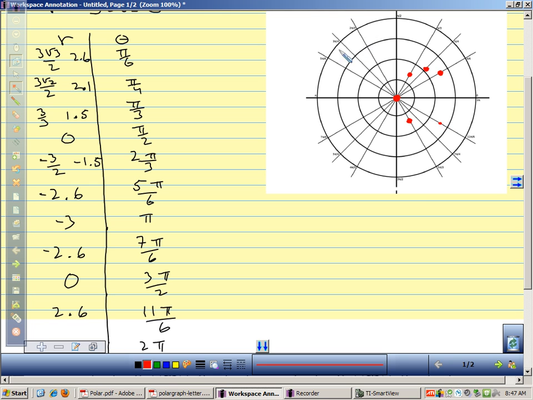Did I do that right? 5 pi over 6, yeah. And at pi, my radius is negative 3, so here's pi, and my radius is negative 3. And as I go out to 7 pi over 6, we see that my values start to repeat. So my graph just looks like so. So this graph is a circle.